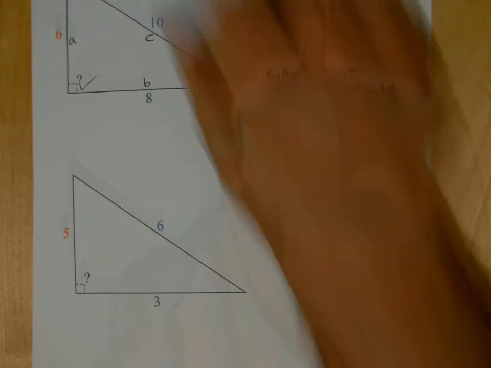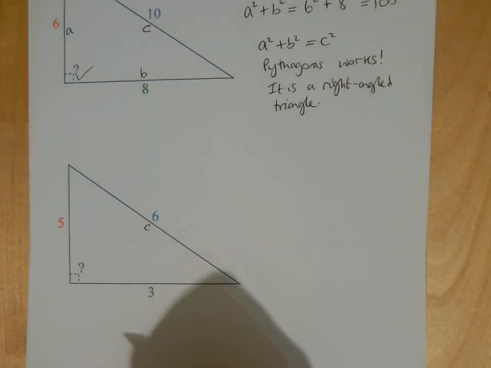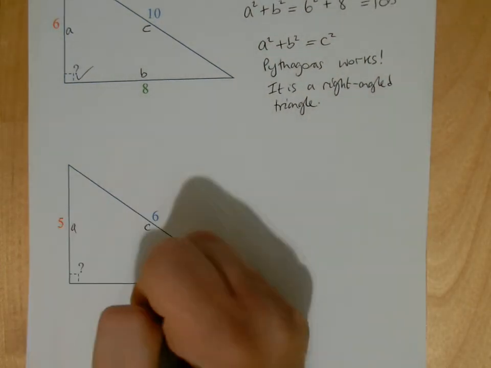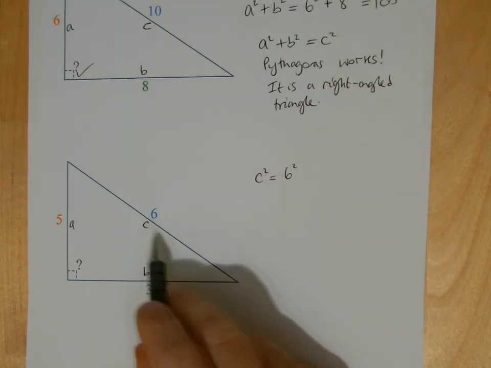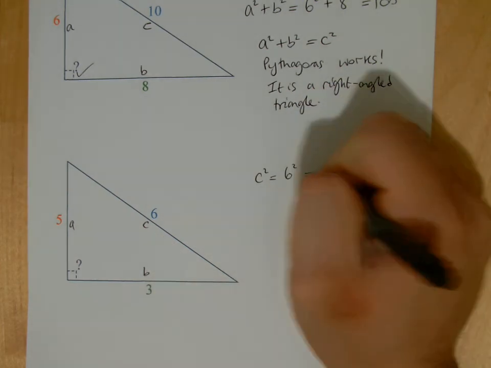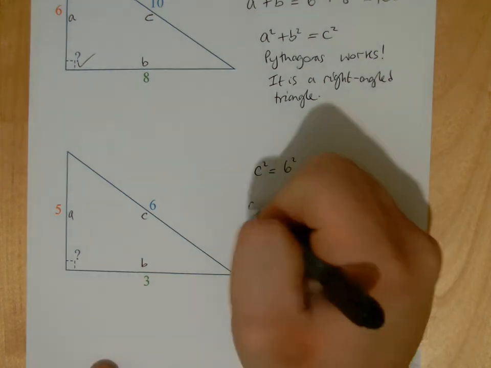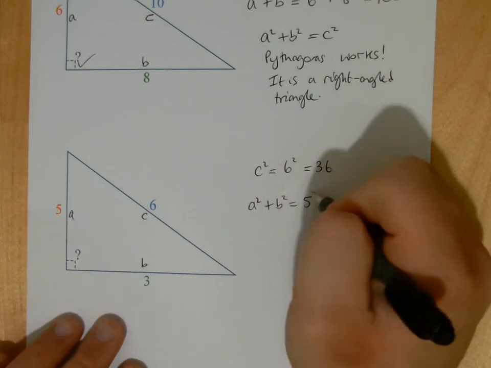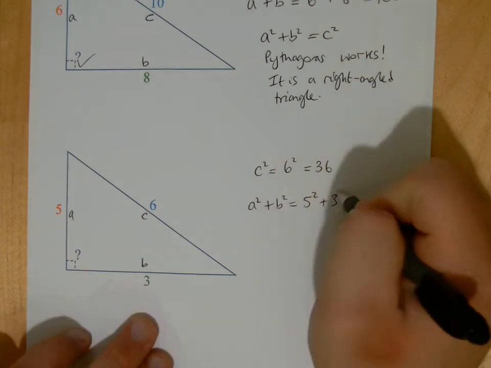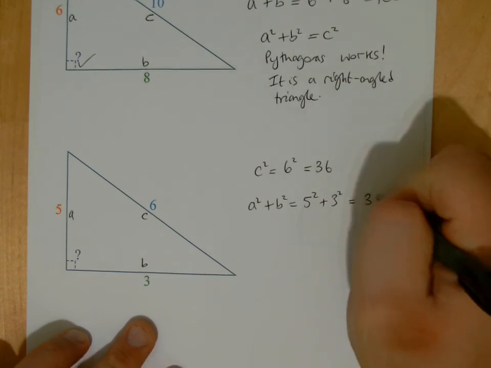Okay, so the second one, let's look at one more here. In this case we've got C to be 6, and that's my A and that's my B. So in this case, C squared will equal 6 squared. So square that longest side, and 6 squared is 36, 6 times 6. And then I've got A squared plus B squared. Well, A is 5, so 5 squared, B is 3, 3 squared. If I work that out, it comes to 34.